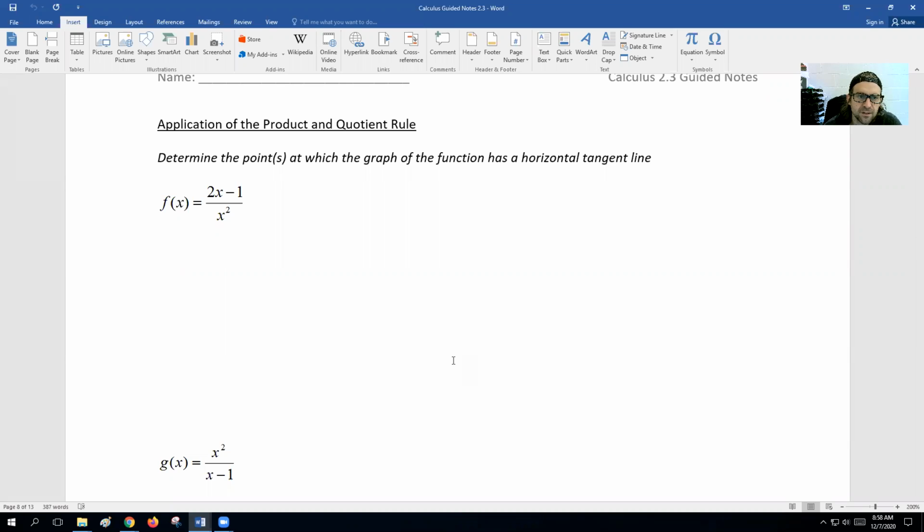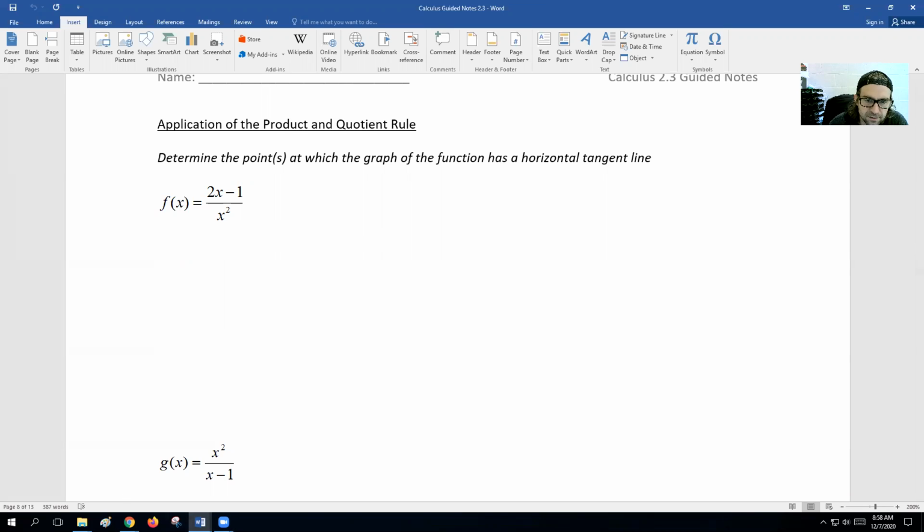So we are going to be looking at the applications of the product rule and the quotient rule. One of the things that we do with derivatives is figure out critical points, and we do that by finding horizontal tangent lines. Now, if you remember from before, a horizontal tangent line is when the derivative equals zero. So if we want to find out when the derivative equals zero, or when we have a horizontal tangent, we need to take the derivative of the expression and then set it equal to zero.